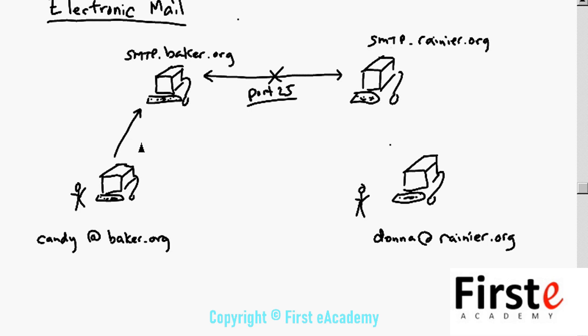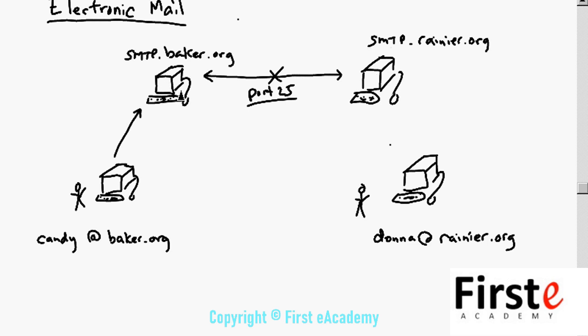All right. Another possibility of what could go wrong in this picture is that, say, this mail server smtp.rainier.org is down. Say it's down for maintenance, or because the network that it's connected to is down, or something like that. Well then Candy is composing her email message, she clicks send, it goes out to her mail server, and her mail server says, okay, I need to establish the connection with Rainier.org. It tries to establish the connection, but Rainier.org is down, so it can't do it.